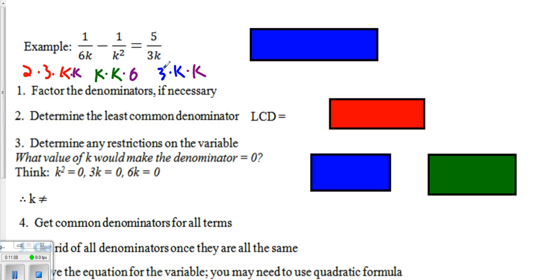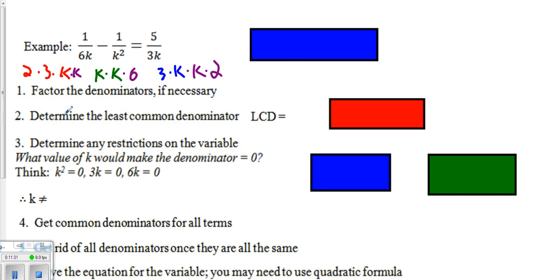This one is also missing 6. It has 3, it's just missing this extra piece, 2. So we need to multiply 2 to this one. When we do that, when we multiply k to this one, 6 to this one, and 2k to this one, they will all have a common denominator. Once they have the common denominator, we can cross it out and ignore it.